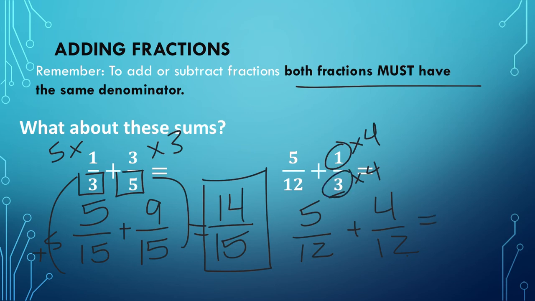Now, since they are the same, I can add them up. 5 plus 4, I get 9, and we get 9/12. Now, that's not the correct answer. You have to simplify. So we got to think of what factors they have in common. We know 3 goes into both of these, so we're going to divide by 3. 9 divided by 3, I get 3. 12 divided by 3, I get 4. So our answer in simplest form is 3/4.